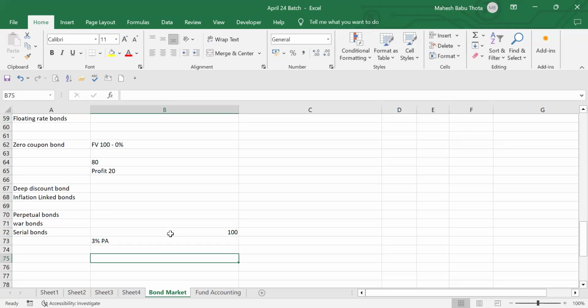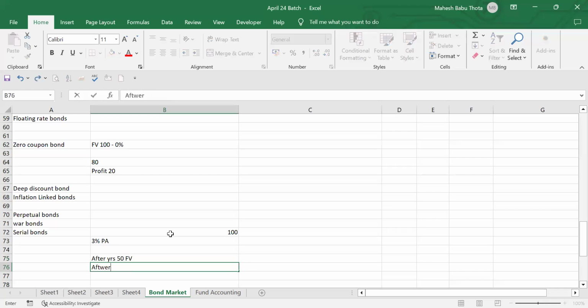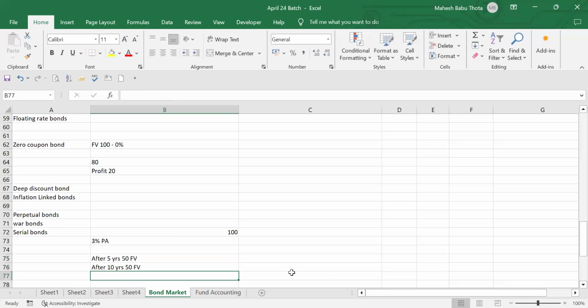So after 2 years, 50% of the face value will be paid. After 5 years, the remaining 50% will be paid. Or, I mean, on the 10th year, the remaining 50 rupees will be paid to the investor. That is called a serial bond. So basically the bonds are maturing over a period of time in installments. That is called a serial bond.